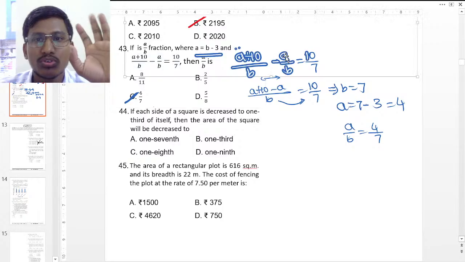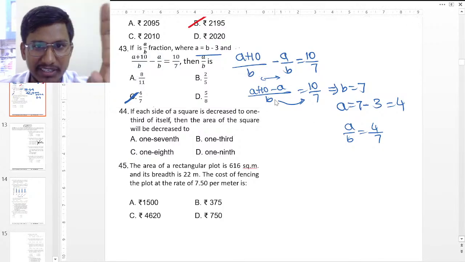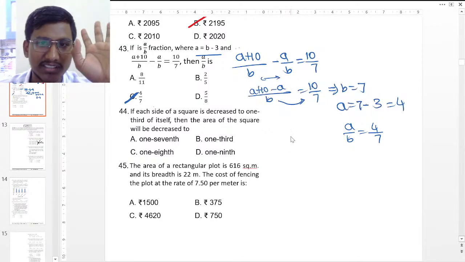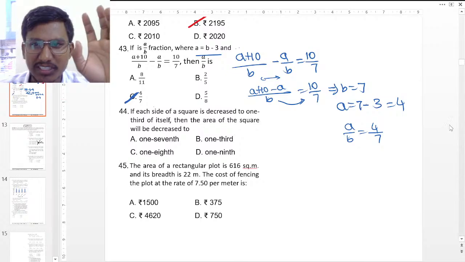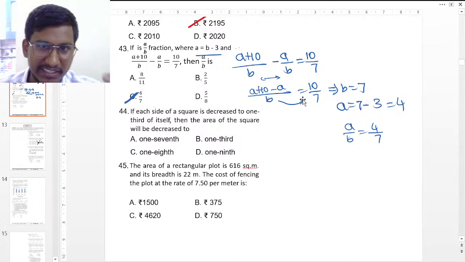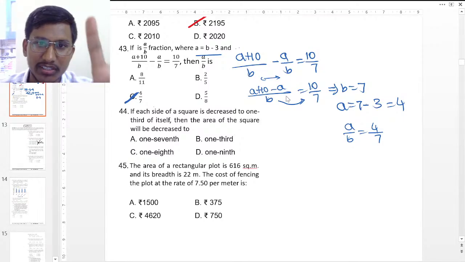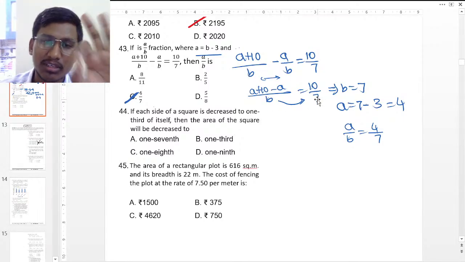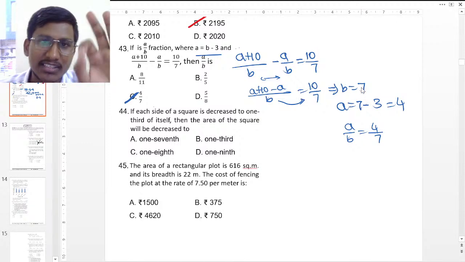So we know when the denominator is the same, what we do? Directly we add or subtract. So b is the denominator here. So that is a plus 10 minus a, that is the numerator. So b will be 7 here, that is the answer, b is 7.